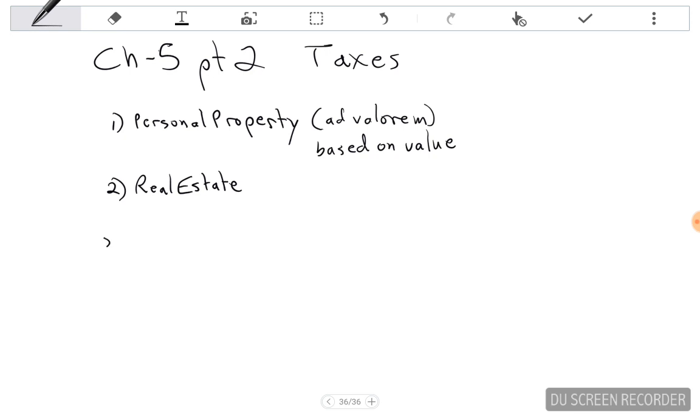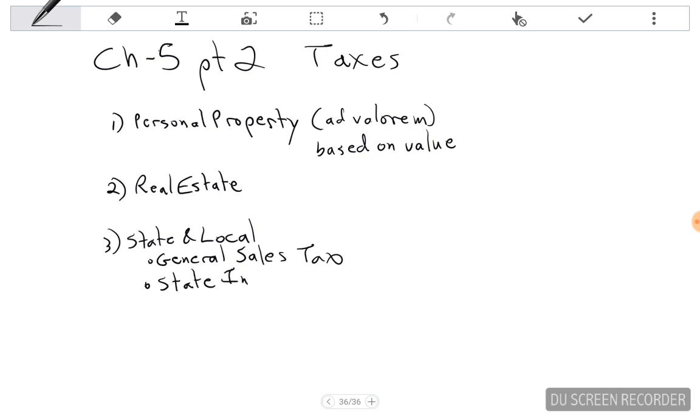And then for state and local, that's either going to be a general sales tax, which is what we have in Texas, or it's going to be a state income tax, which we do not have in Texas. So normally in Texas, on your return, if Texas is your primary, where your income comes from, where you live, you're going to take the sales tax, because we don't have any income tax.